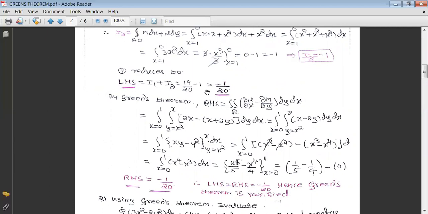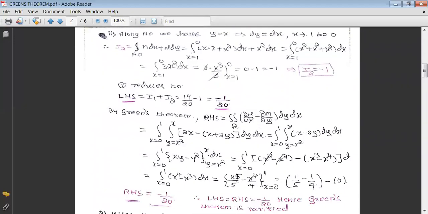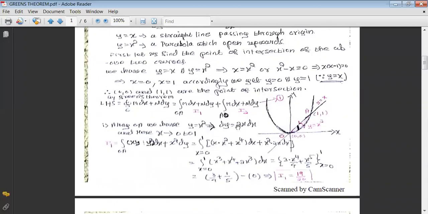That is LHS. Now the question is to verify Stokes theorem. Yes, we have evaluated LHS. Now we have to evaluate RHS, and RHS must also give the value minus 1 by 20. Now look at this region, bounded by the two curves y equal to x square and y equal to x.